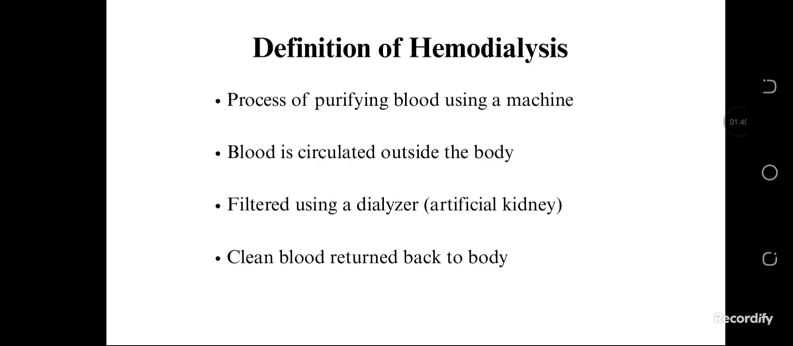Next, we see the definition of hemodialysis. Hemodialysis is the process of purifying blood using a machine. The blood is circulated outside the body and filtered using a dialyzer, which is also known as an artificial kidney. In this process, it cleans the blood and returns it back to our body.